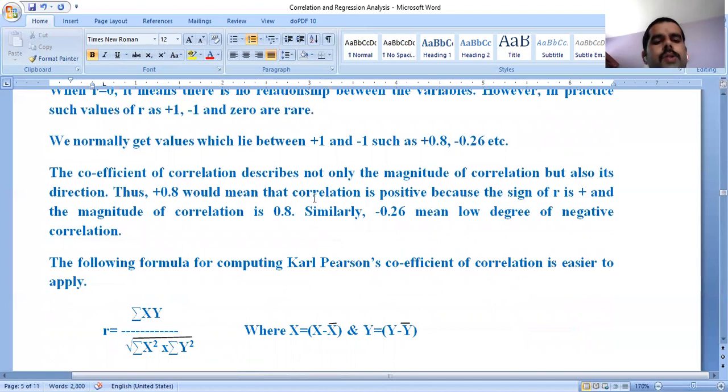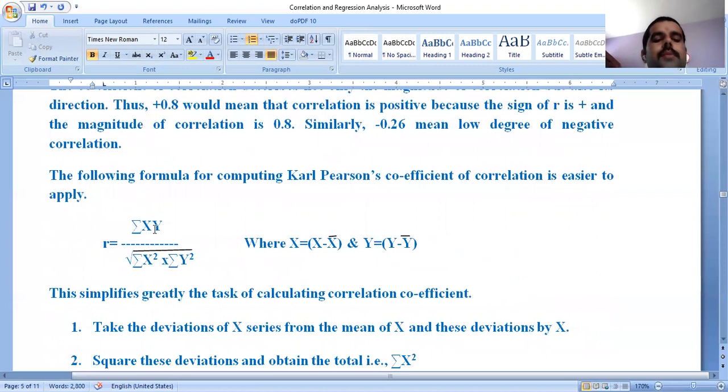To calculate this for two variables, a small formula is given by Karl Pearson. We call it Karl Pearson's coefficient of correlation, and it is very easy to apply. You have to remember this formula, then only you will get the problem answer, and it is very easy to remember and to calculate.